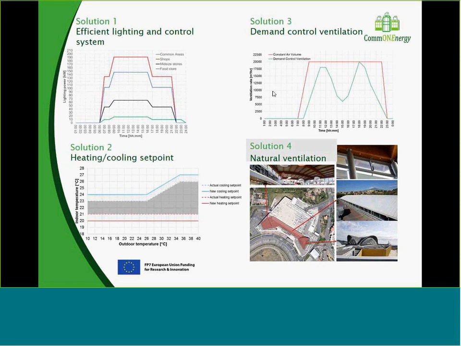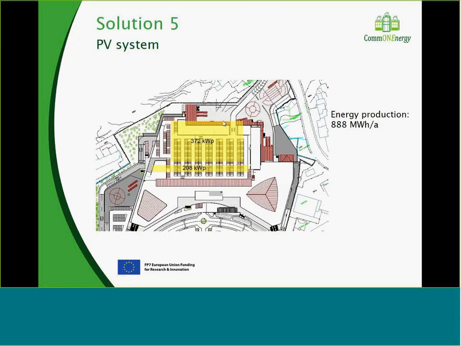So instead of using a fixed value of ventilation during the opening hours, we propose a ventilation that changes based on the real need of the shopping center. Then we propose to apply natural ventilation, since there are several openings with different orientations. That sounds like a quite smart idea to apply. And then we have the fifth solution, the PV system. We propose to install 888 megawatt hours as a PV system.